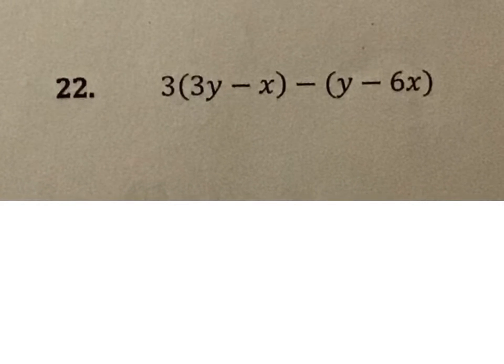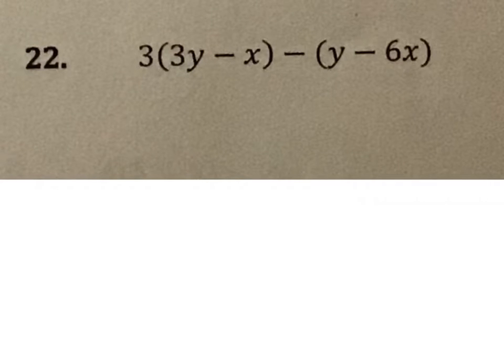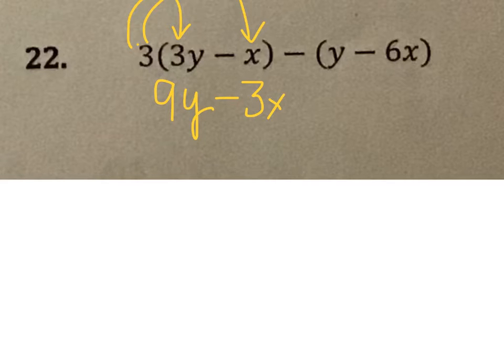One more here. Here we go, number 22. 3 times 3, 9y. Bring down that minus sign. 3 times x, 3x. Now this looks silly. This is really a negative 1. If you don't see a number there, then you can put a 1 there. So now I have negative 1 times y is negative 1y. Negative 1 times negative 6 is going to be a positive 6x.